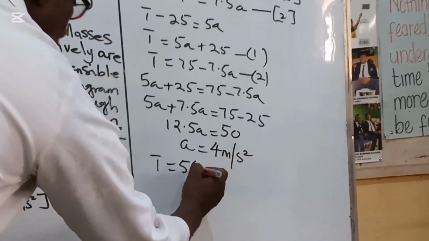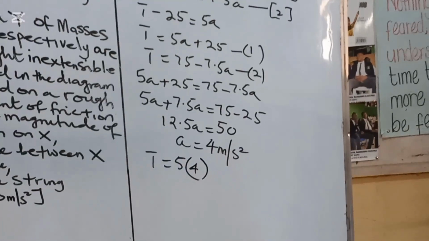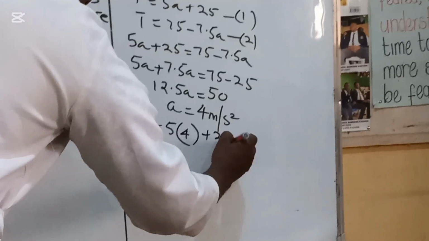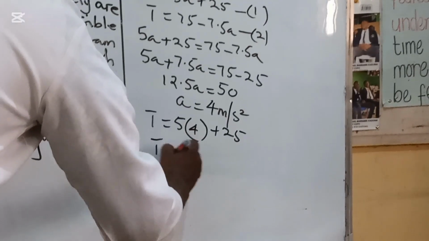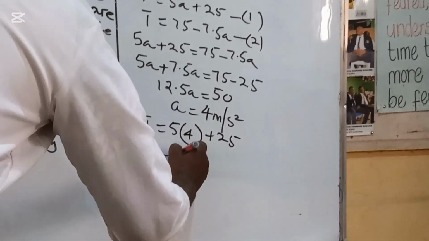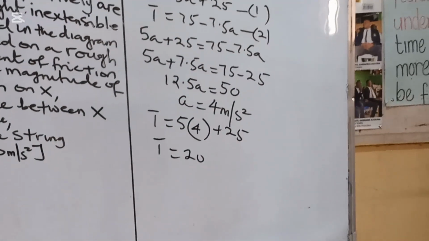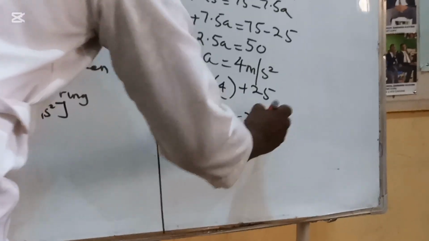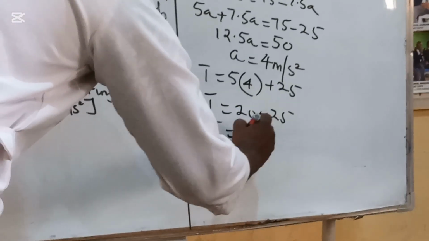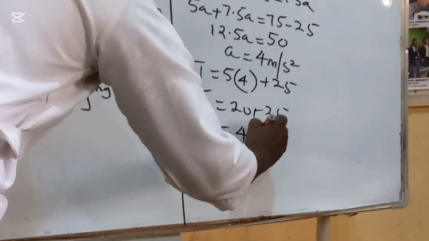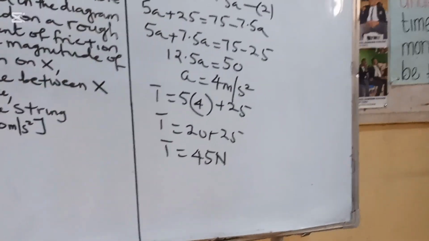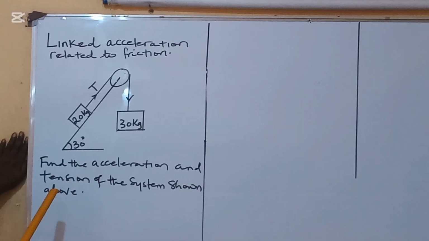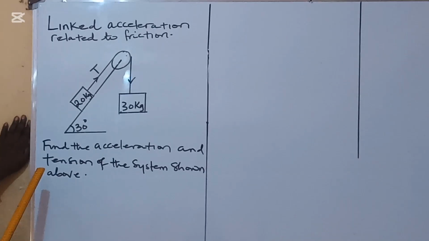What's the acceleration? 4. Plus 25. What is my T? T is equal to 5 times 4, which gives me 20, plus 25. That will give me the tension as equal to 45 Newton. Quite easy. Is that right? We take the next example.